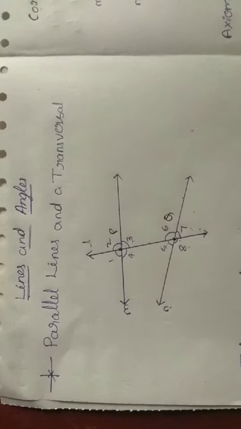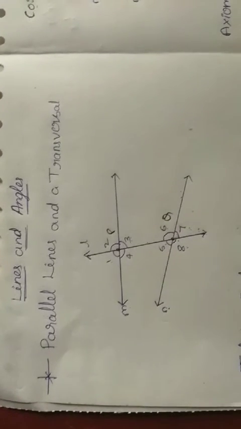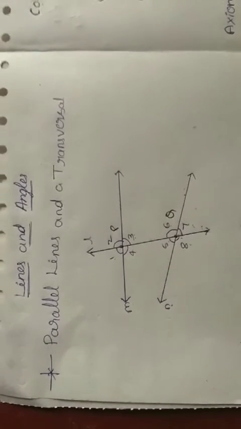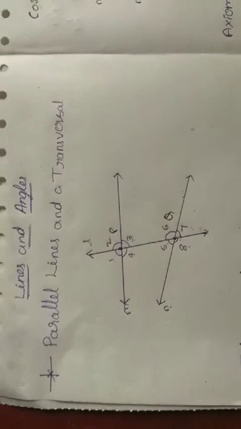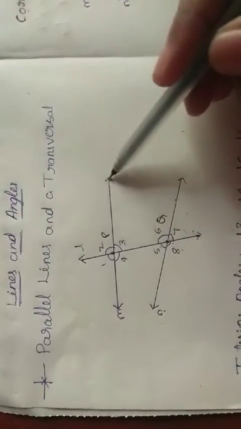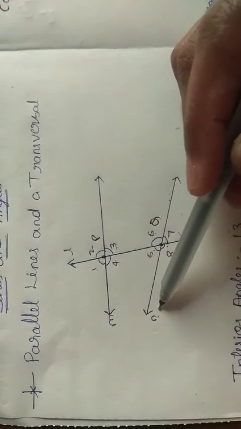A transversal line means a line which intersects two or more lines at distinct points. See here, this line intersects these two lines at distinct points. Yes or no? This is called our transversal line. Here L is a transversal line of M and N. Here, for a transversal line, there is no necessity for the lines to be parallel.